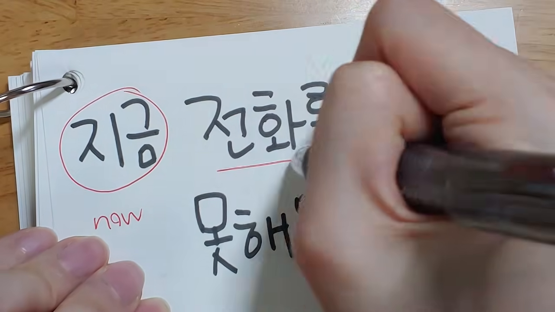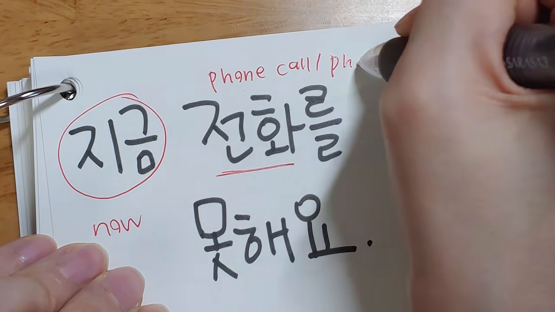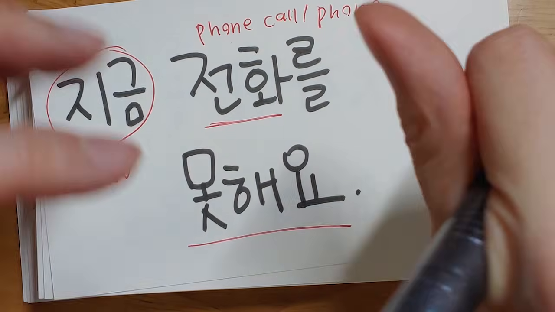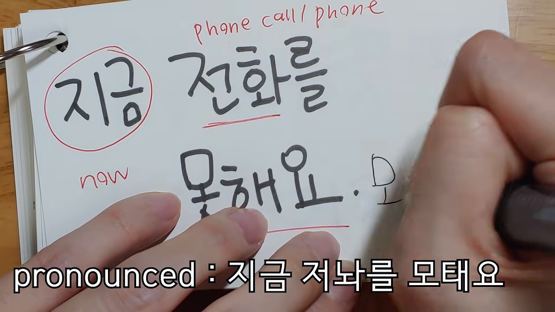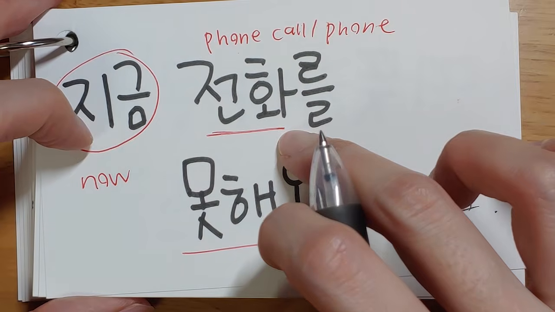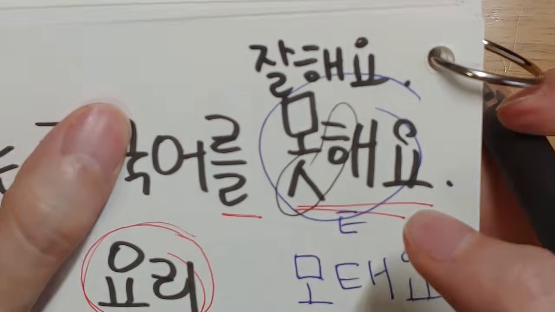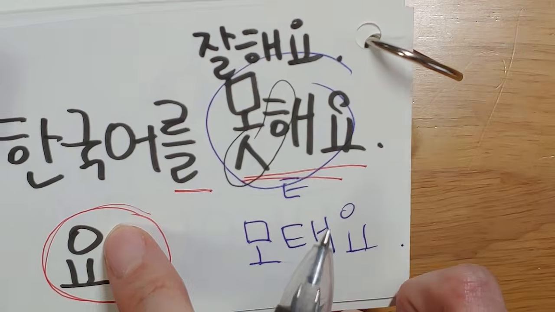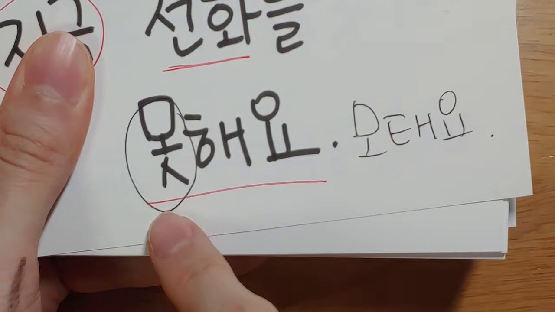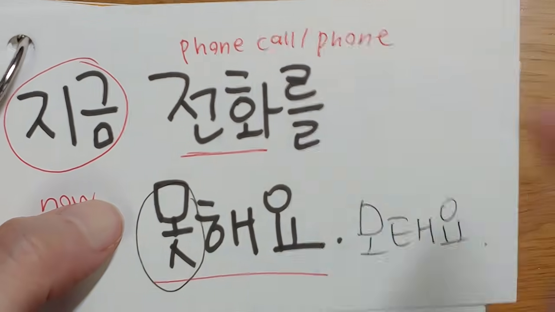지금 means now. 전화 means phone call. Or it can also mean just phone. 전화를 못해요. And this one means I can't call you right now. I can't be on the phone right now. So 못해요 has two meanings. It can either mean I am not good at something, or it can literally mean can't. We learned that 못 means can't, right? Can't do. So I am not able to call right now.